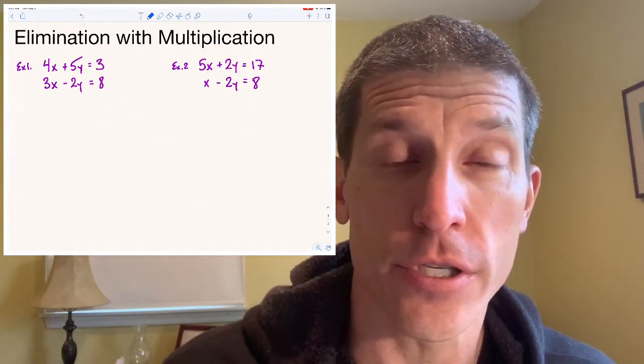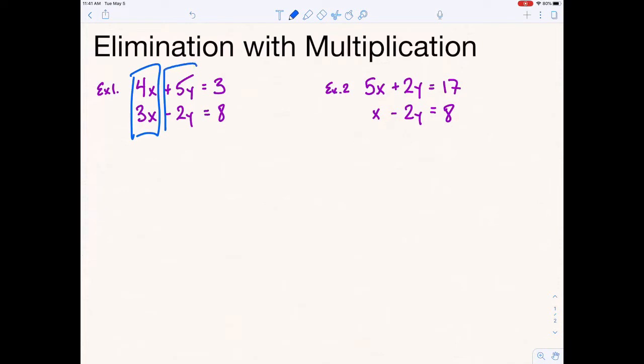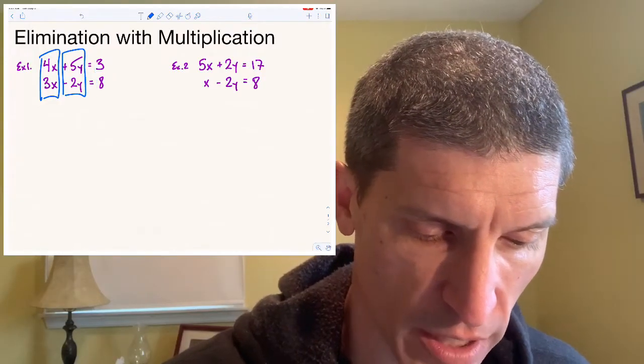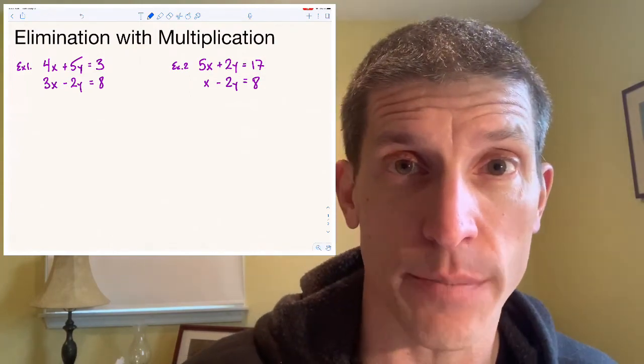Here's what I observed first, by the way, about elimination. I noticed that my X's are all lined up, my Y's are all lined up, my equal signs are all lined up, and my numbers are all lined up. That is a great indicator that elimination is the way to go. So while I'm going to erase those blue boxes, this is definitely something that I want to use.